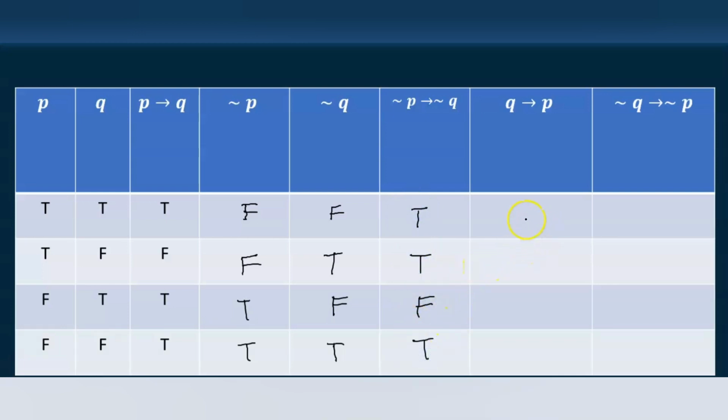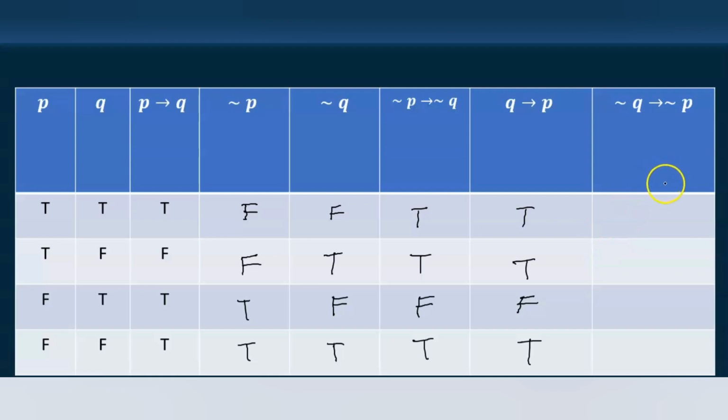For the column intended for Q implies P, we also have to refer to the first two columns, Q and P. So just remember that the case when Q is true and P is false, that's the only case when Q implies P is false. There, the third row. So let us indicate that to be false. The rest should be true. That's easy, right?